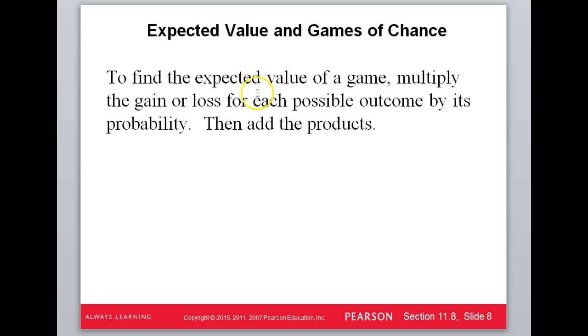All right, to find the expected value of a game, multiply gains or loss by each possible probability. And what we have to remember here is this is a negative number. The probability is always positive or 0, but when you multiply a loss by a probability, you'll end up with a negative. And when you multiply a gain by a probability, that'll end up with a positive. And then positive plus negative actually ends up being subtraction. So it brings the expected value down because of the fact that you have a negative value in there.